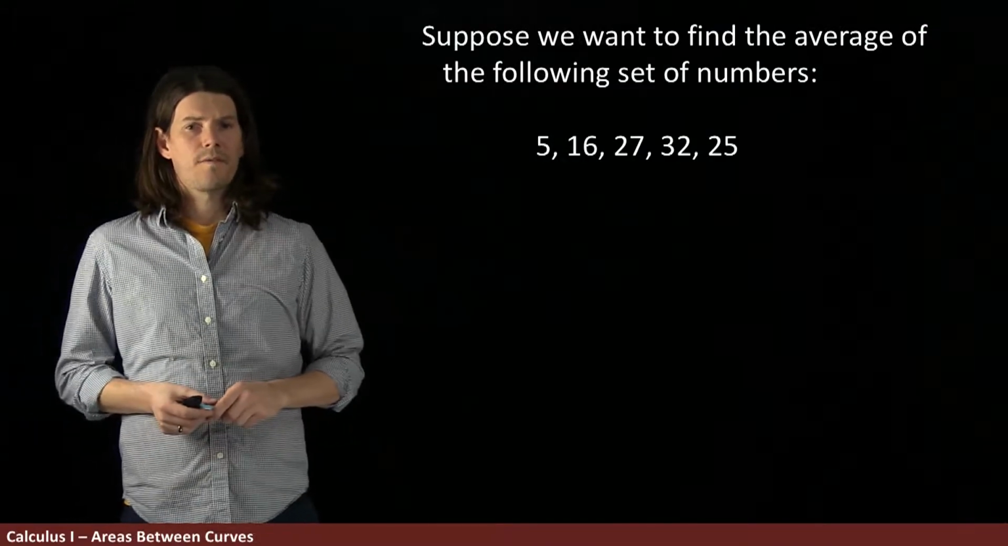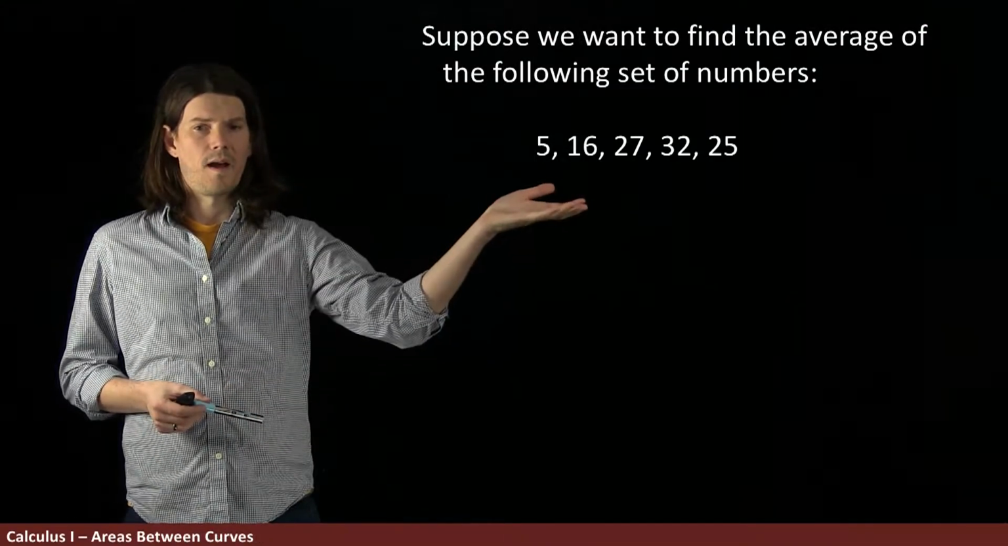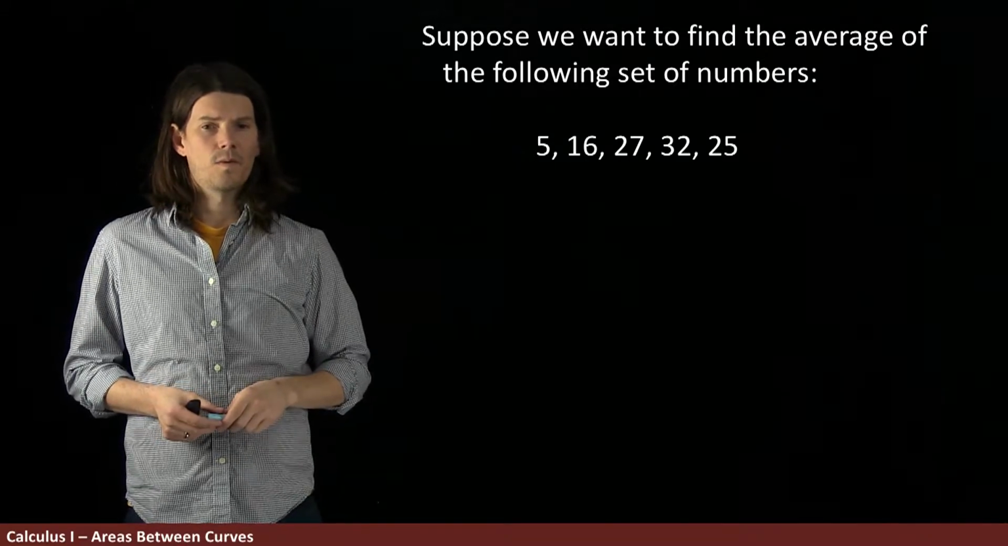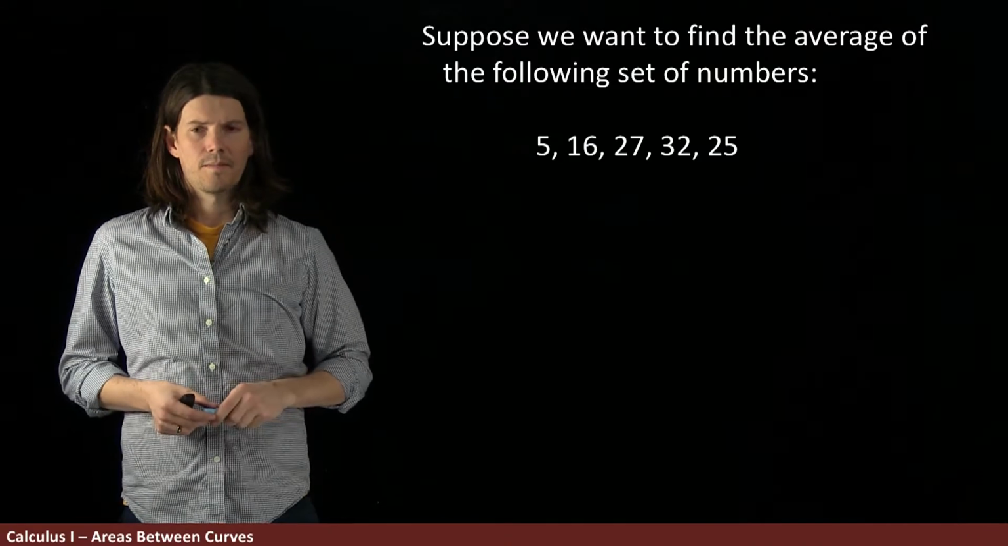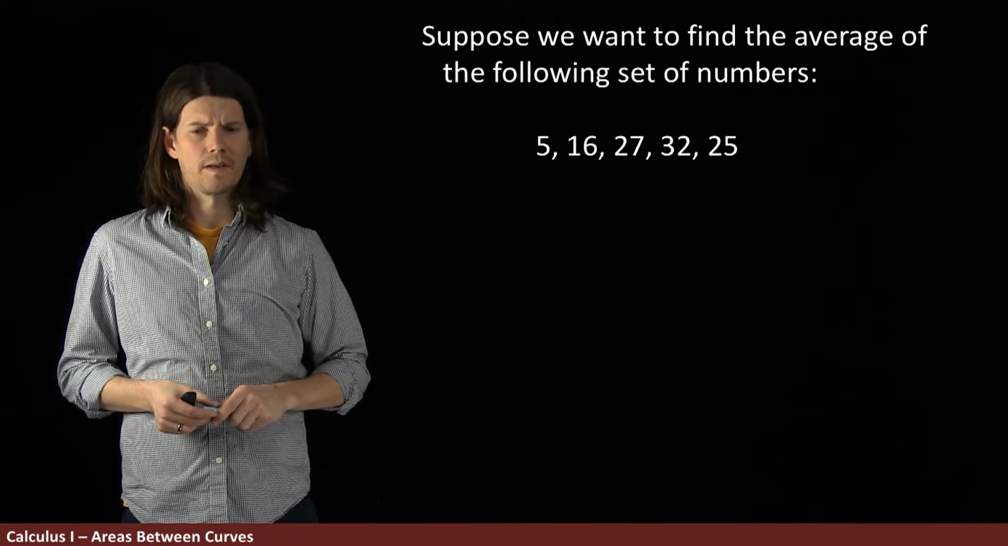So let's suppose we wanted to find the average of the following set of numbers that we have here. 5, 16, 27, 32, and 25. Looks like they're chosen at random. We'll see if they come back to us later.